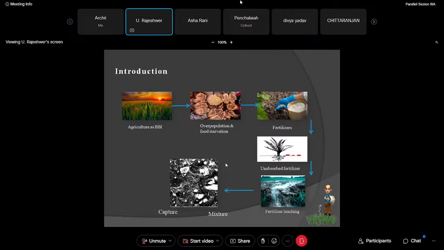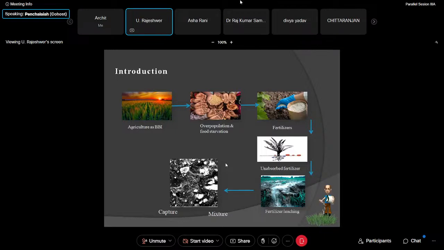But unfortunately, the chemical fertilizers are not completely absorbed by the plants. Some of them remain unabsorbed in the soil. So they are flooded into the nearby aquatic system. This process is considered fertilizer leaching or surface runoff water pollution. This is the major issue which kills aquatic animals, and it also creates negative impacts for humans as well. So we need to find a solution.